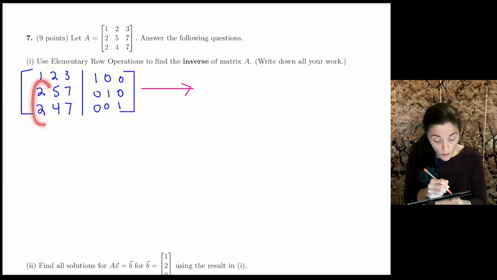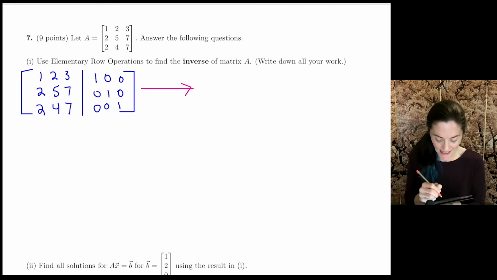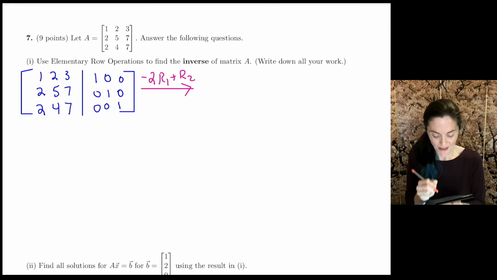What I want to do here is make zeros. I'm trying to get the identity on the left-hand side. So let's take minus 2 row 1, add it to row 2. At the same time, minus 2 row 1, add it to row 3.